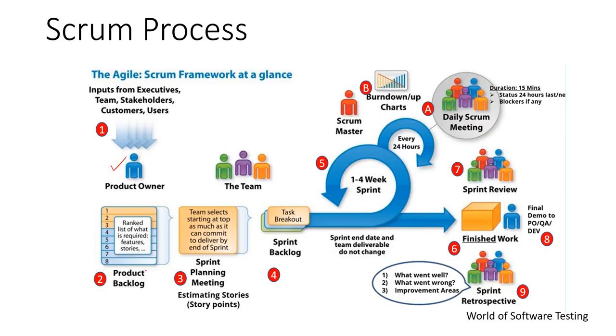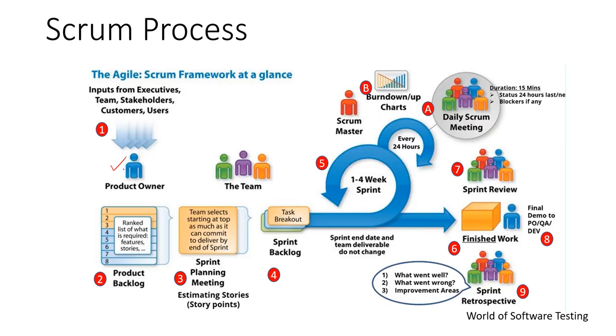He prepares the product backlog document, then the sprint planning meeting, then there will be a sprint backlog, then the cycle starts. Then there is a daily Scrum meeting on a daily basis, which is taken by the Scrum master, and then it will finish the work, that is number 6. After finishing the work, there will be a sprint review, and once the sprint review is done, it will be deployed to the client. And last, there will be a sprint retrospective meeting. So let's discuss in detail now.